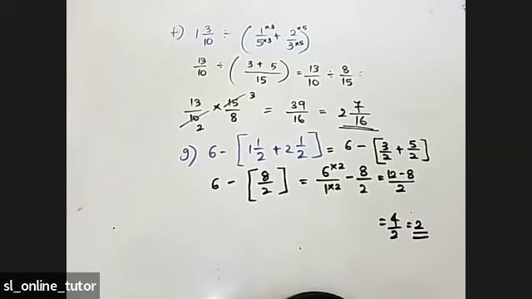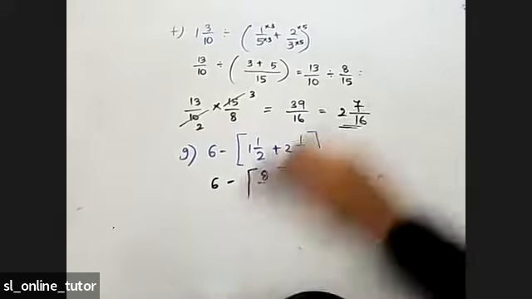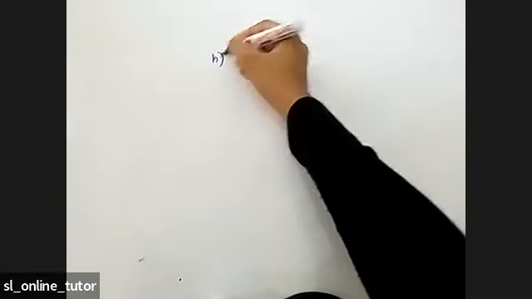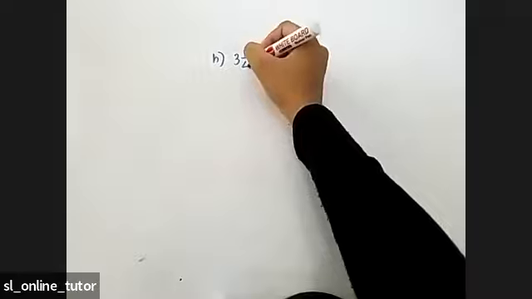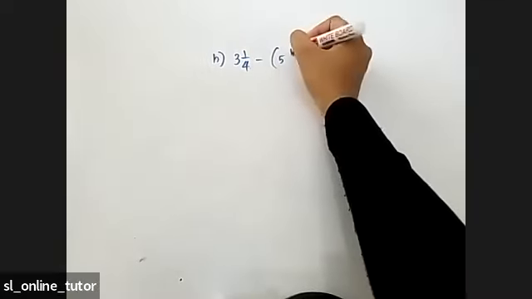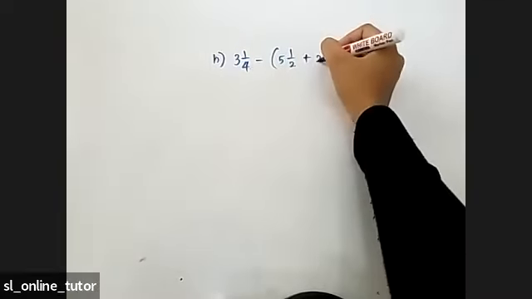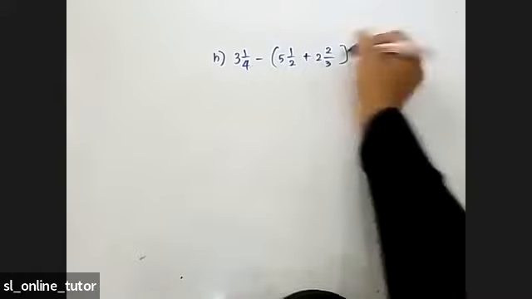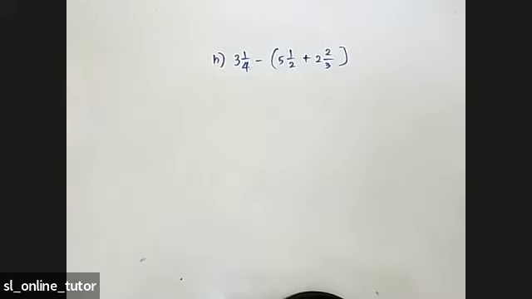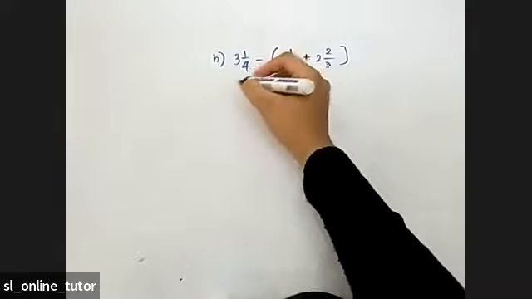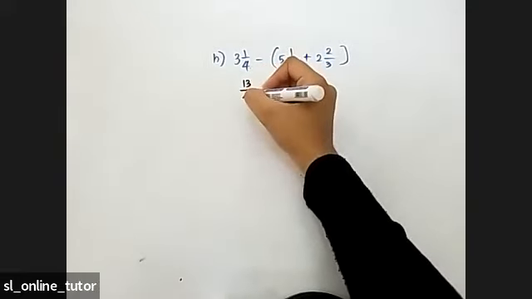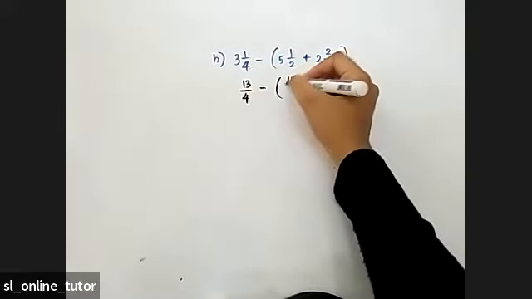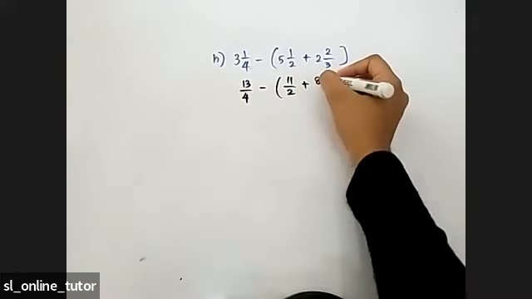Now we'll go to the H part, the last part of the first question. Part H: 3 1 upon 4 minus 5 1 upon 2 plus 2 2 upon 3. Now we'll solve all this by converting into improper fractions. 4 times 3, 12. 12 plus 1, 13. So 13 upon 4, 11 upon 2, 8 upon 3.